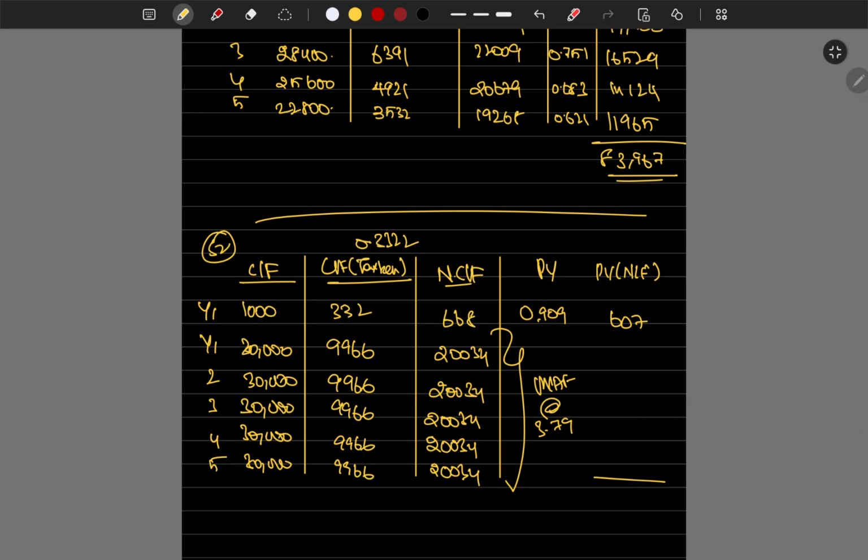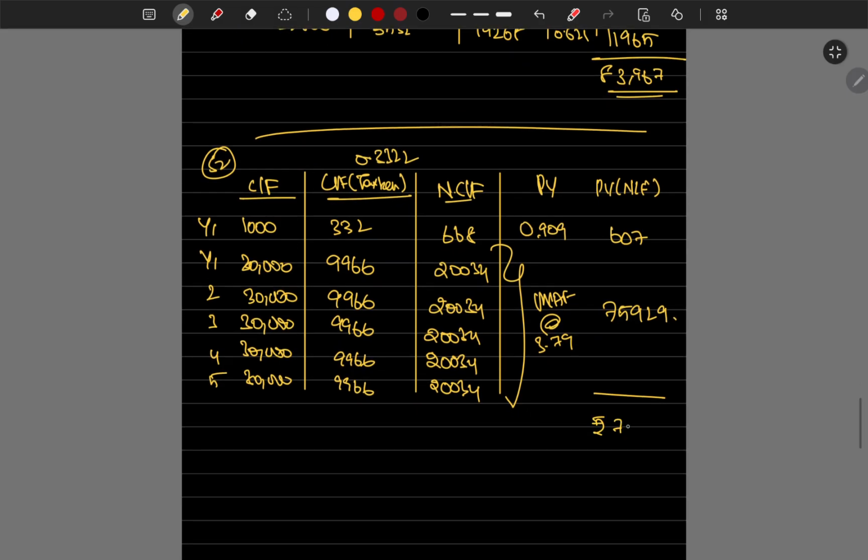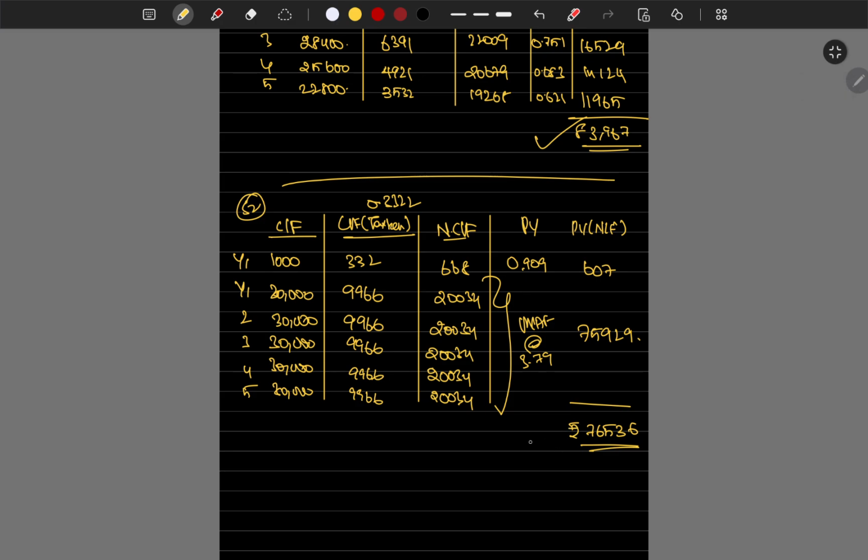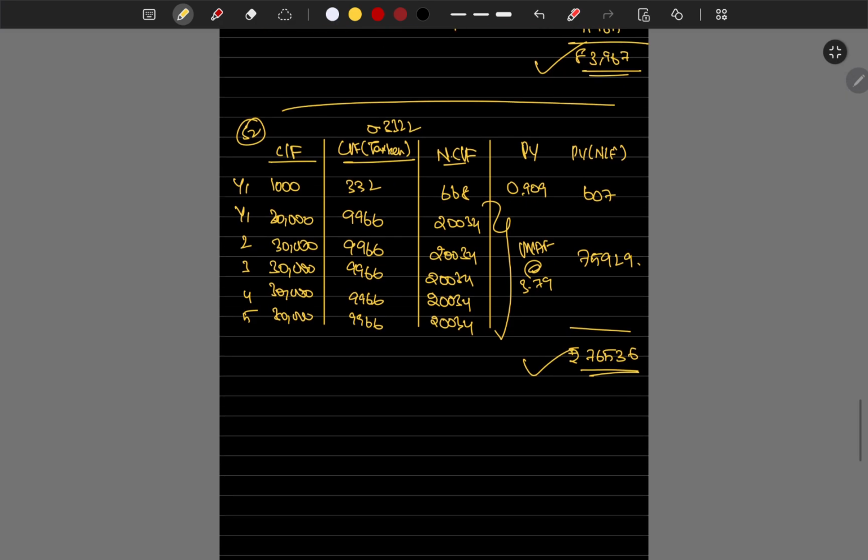20,034 into 3.79, which is 75,929. Total this up with 607. We'll get the value. We get the amount outflow. Present value of net outflow is 76,536. Okay, so see which cash outflow is lower. The least is the one we have to choose, so leasing is the most suggestible option for us to use the machine.